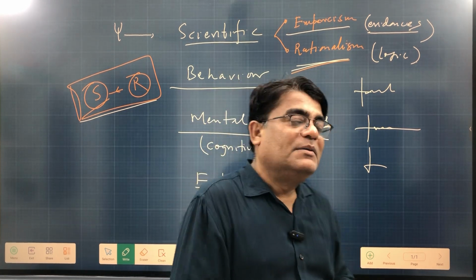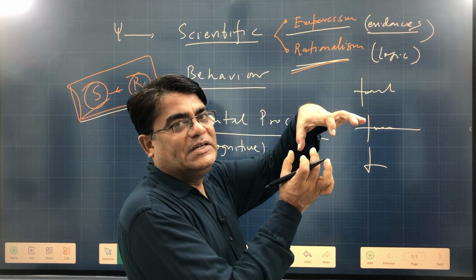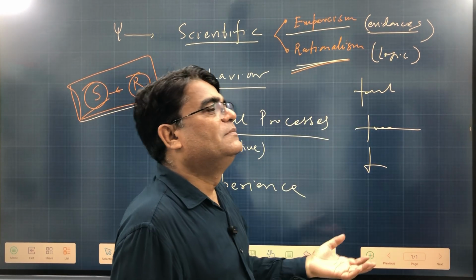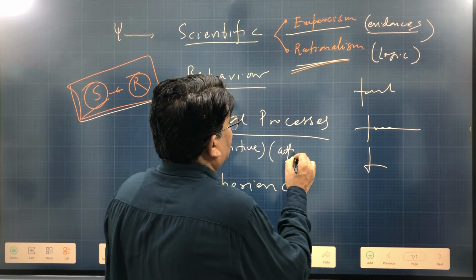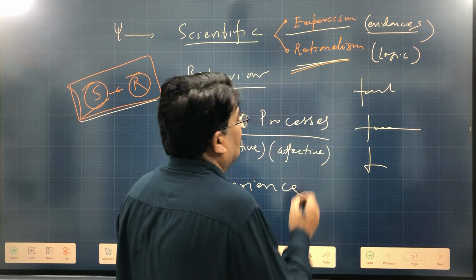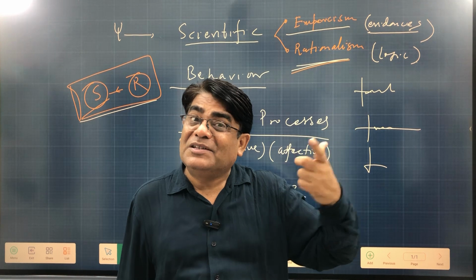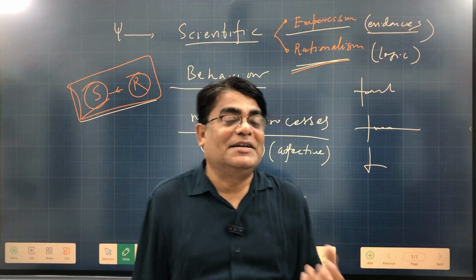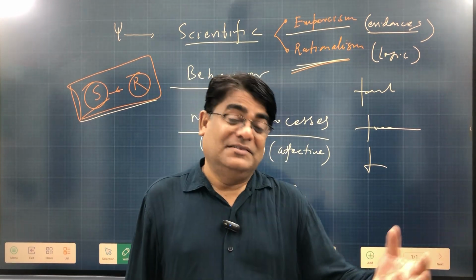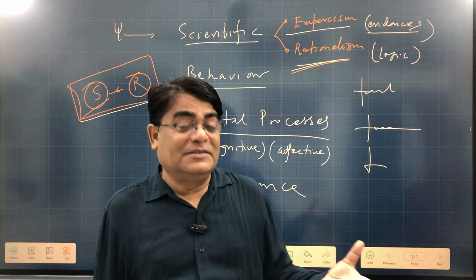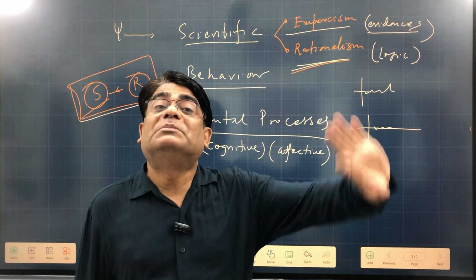But when I say mental processes, this part is cognitive, and there are other mental processes, for example, affective processes. Affective means feeling related. When you see something, you feel angry. So anger is what? Emotion. When you see something, you feel delighted. That joy is emotion. So you feel disgust, you feel happy, you feel delighted, you feel sad. All these things are affective mental processes.